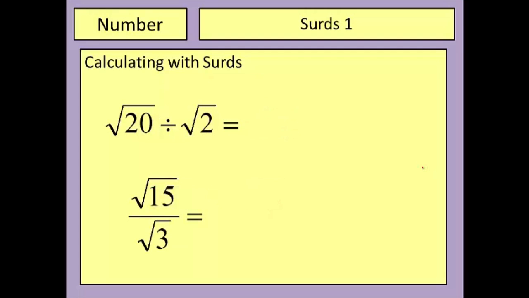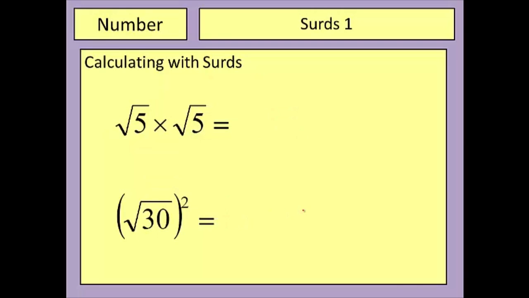In this example, we've had a look at some division. So 20 divided by 2 is actually 10. The square root of 20 divided by the square root of 2 is the square root of 10. In the second example, it's still a division, but I've just written it in a slightly different way. Square root of 15 is being divided by the square root of 3, and the answer to that is the square root of 5.